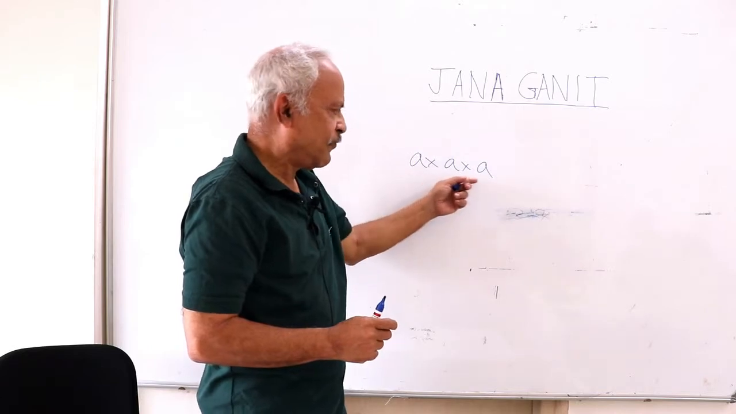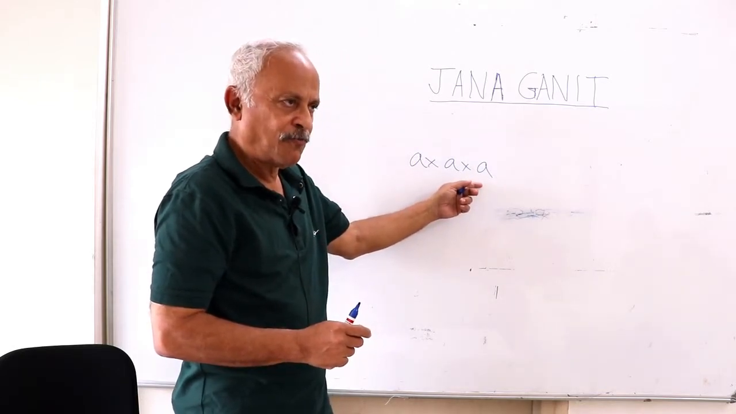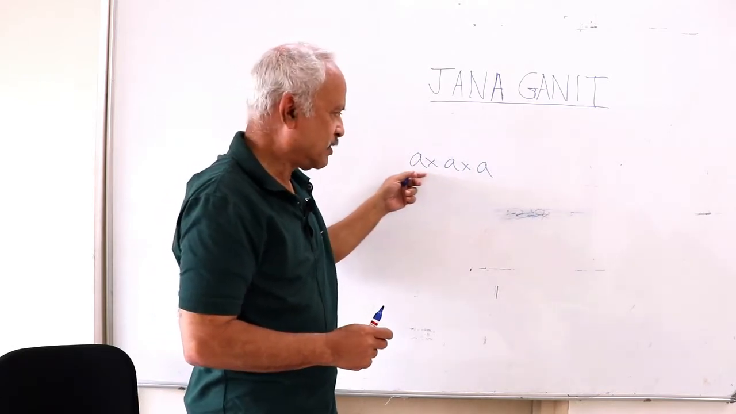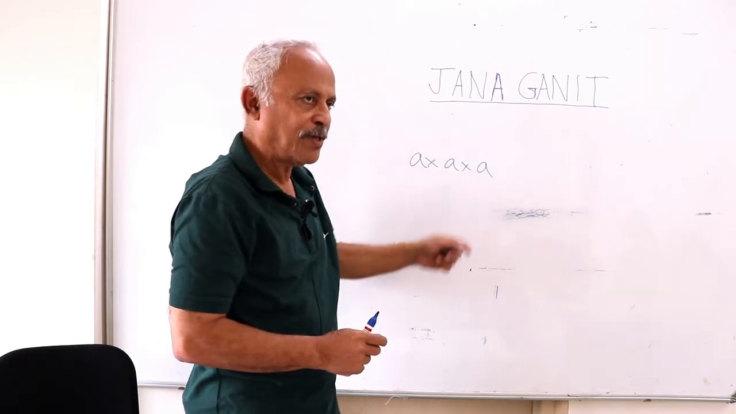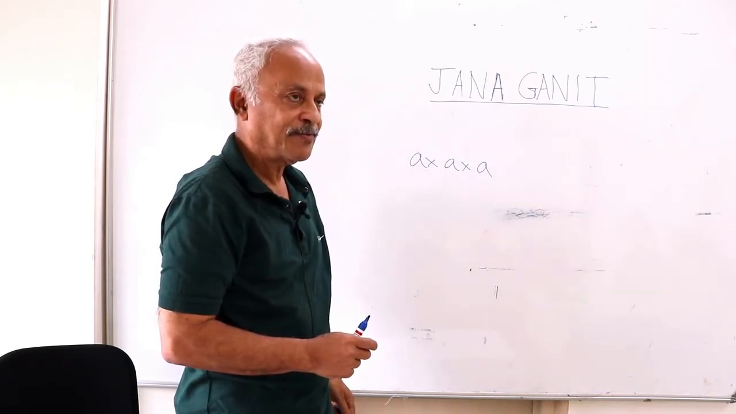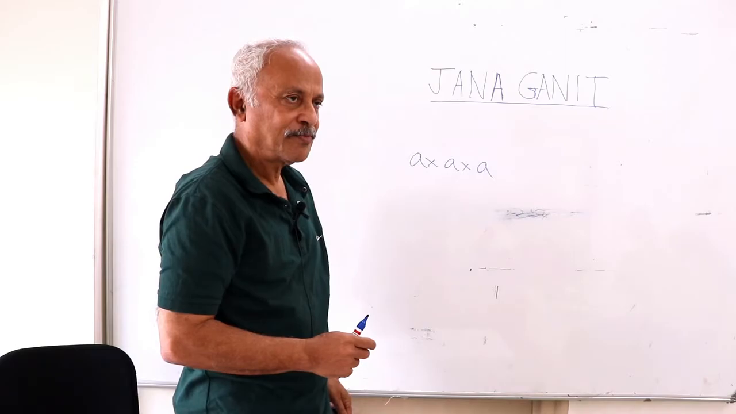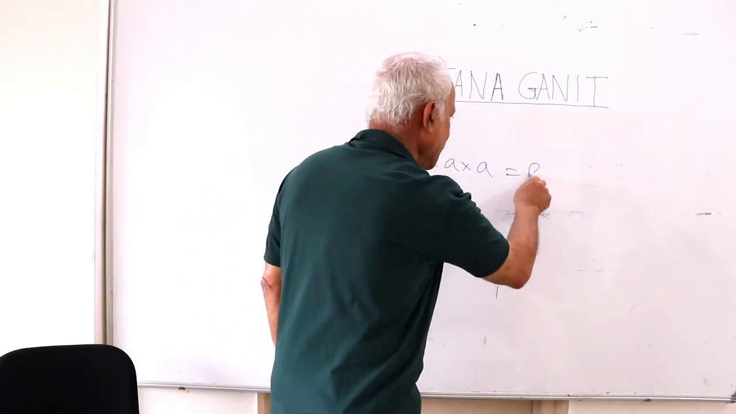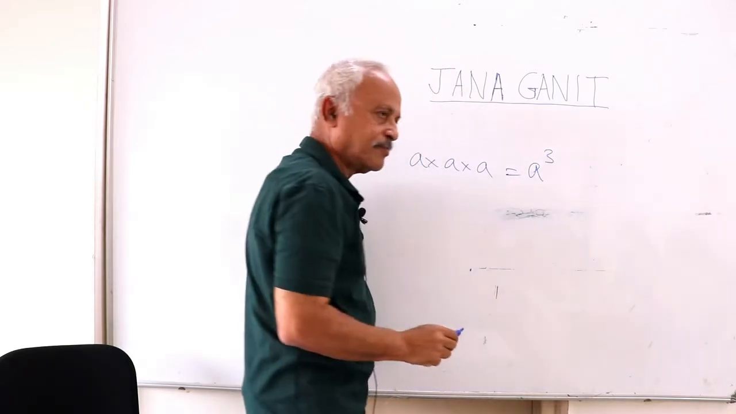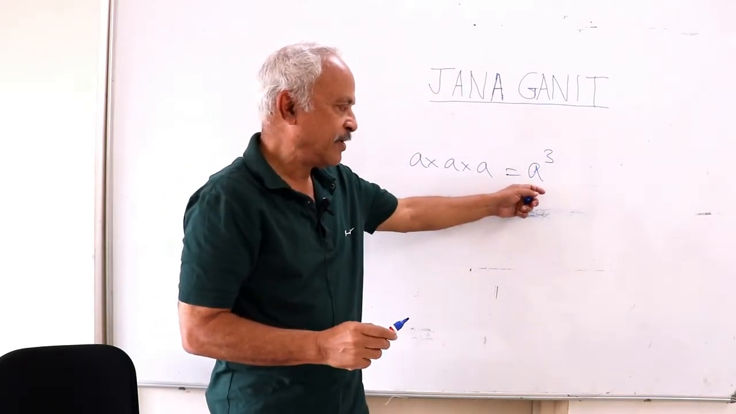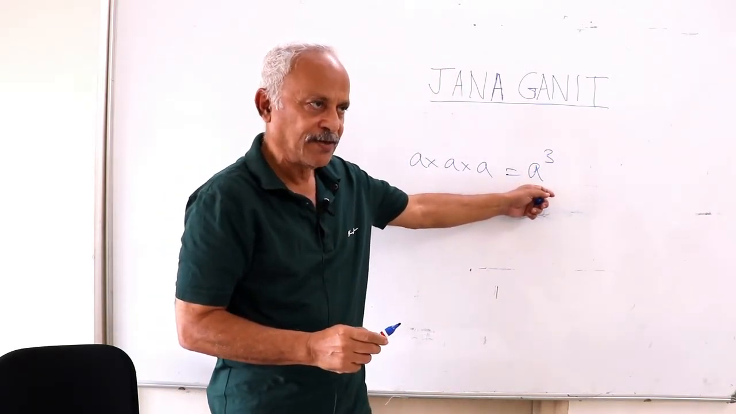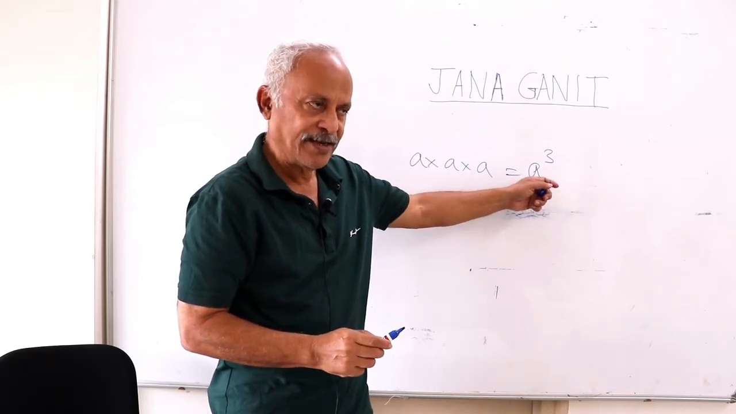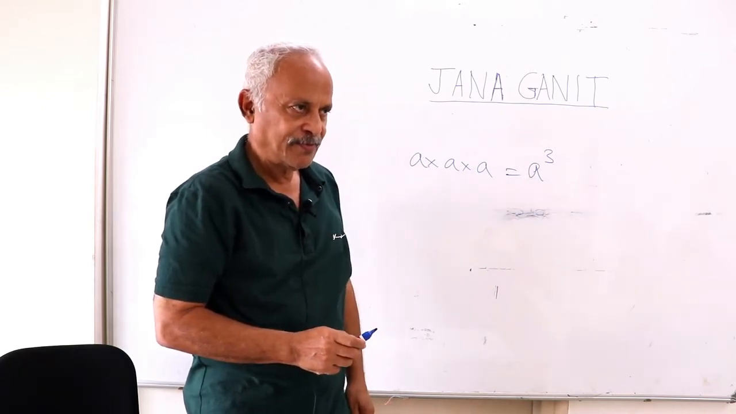Now this is a long form. Remember long form and short form? What is the short form of A into A into A? Nandita? A raised to 3. So A raised to 3, actually there are 3 factors here, A, A and A. Okay.